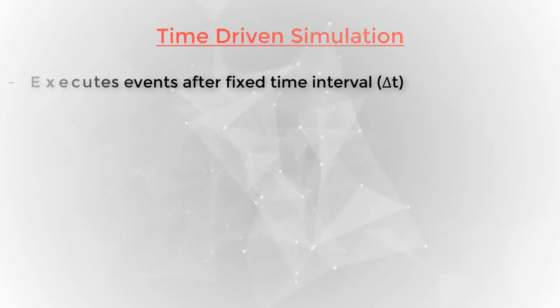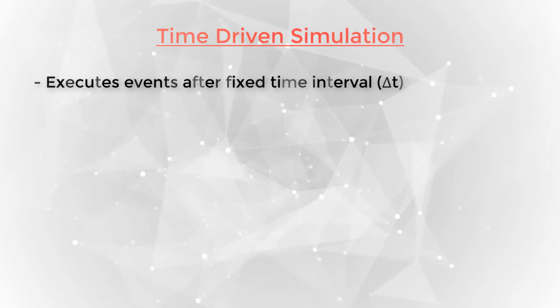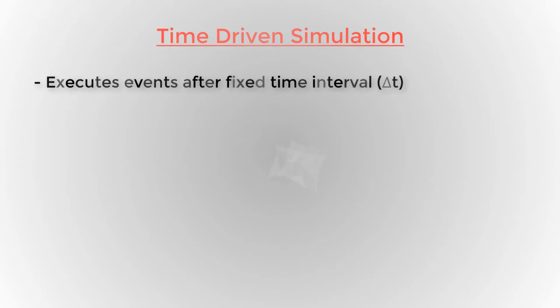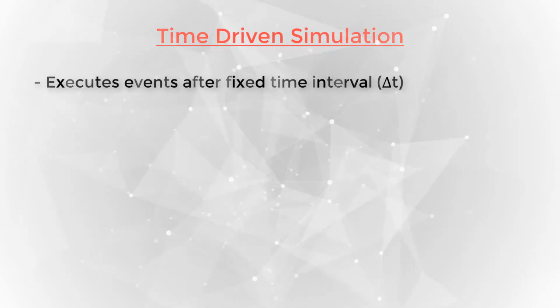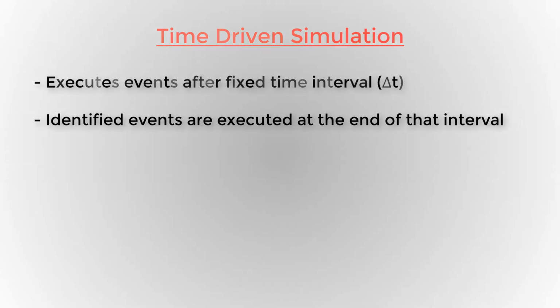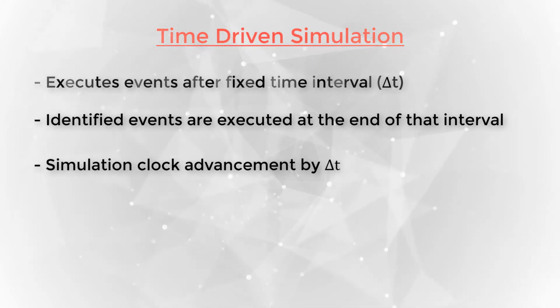A time-driven simulation induces and executes events for a fixed time interval, let's say delta t. It looks for events that may have occurred during the fixed time interval. If it finds some events or a single event, such events would be executed as if they occurred at the end of the interval. After the execution, it advances the simulation clock by delta t.